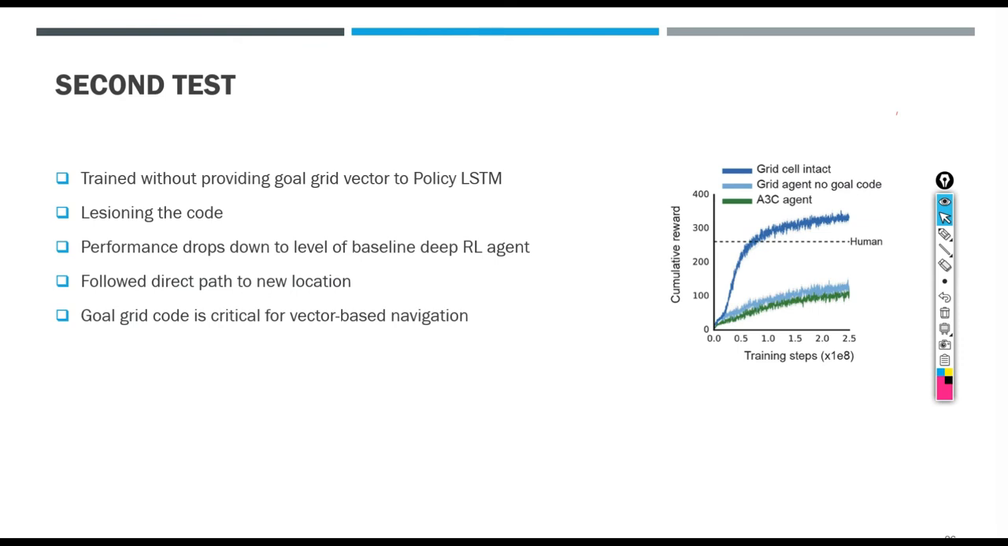If you look at the figure on the right, we will see that on the y-axis we have the cumulative reward per episode. For the agent in light blue, when no goal code was provided, the performance dropped compared to the agent when the goal code was provided, which is shown in deep blue. And you can see that the performance of the baseline deep reinforcement learning agent is shown in deep green. This indicates the performance of A3C, a standard deep reinforcement learning architecture which was trained without any grid or place cell input. So it confirms that the goal grid code is critical for vector-based navigation.